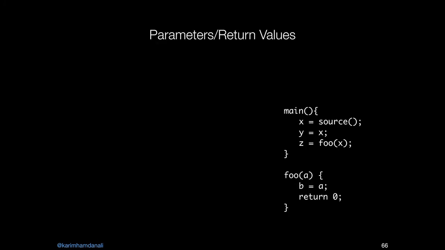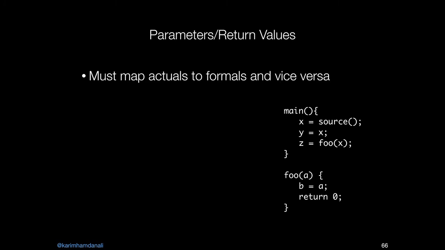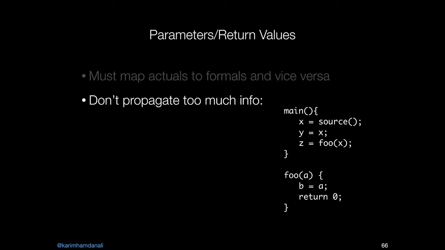The second consideration is parameters and return values. So the first thing is, in our inter-procedural data flow analysis, we must map the actual arguments to formal parameters and vice versa. And we shouldn't propagate too much information, because remember that all this information is going to be propagated with the analysis as we go. So think of this as the baggage that the analysis has to carry from one statement to the other. And the heavier the baggage is, the slower the analysis is. In most cases, that would be the case: the heavier the baggage, the slower the analysis.